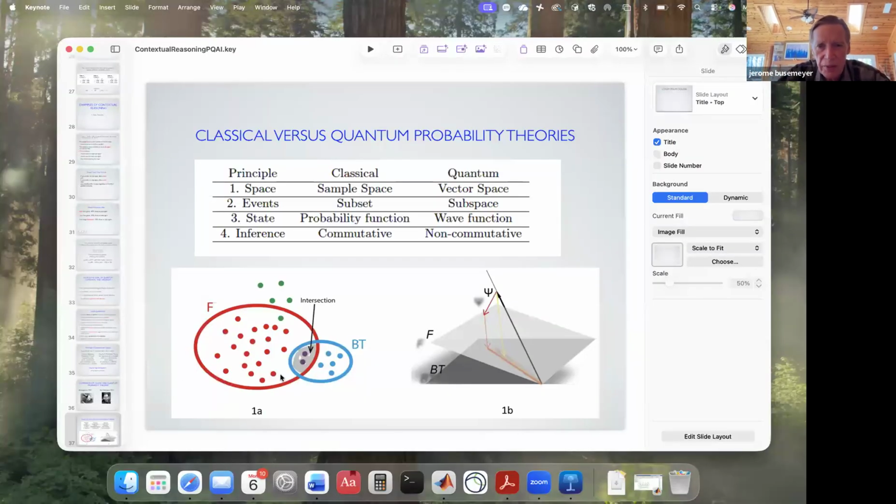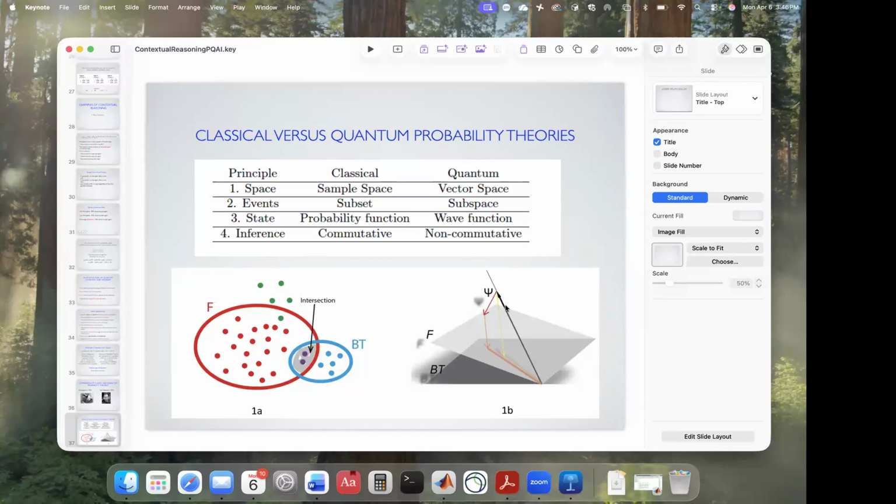Let me take this off of here so I can use my pointer. Can everybody see my pointer now? Yes. Okay, let me try this again.